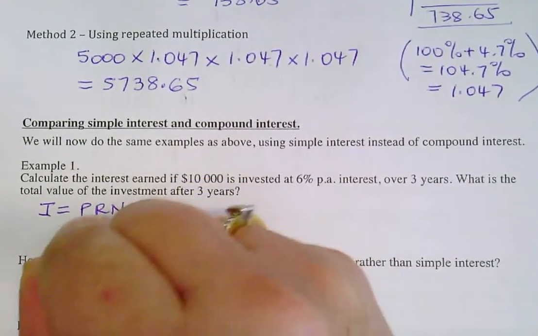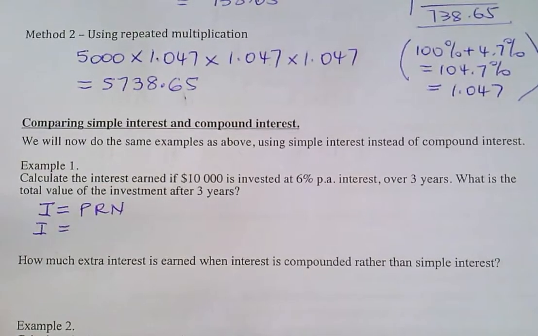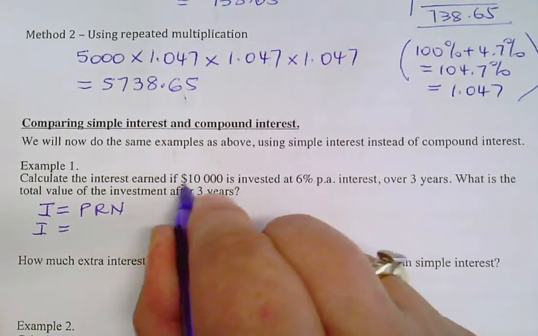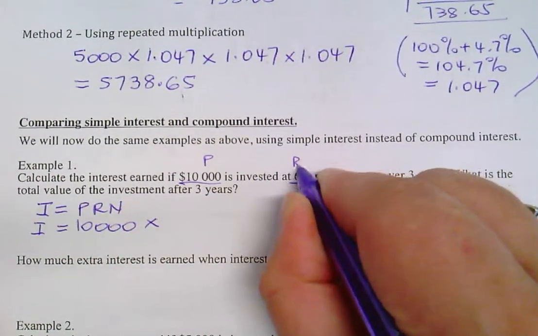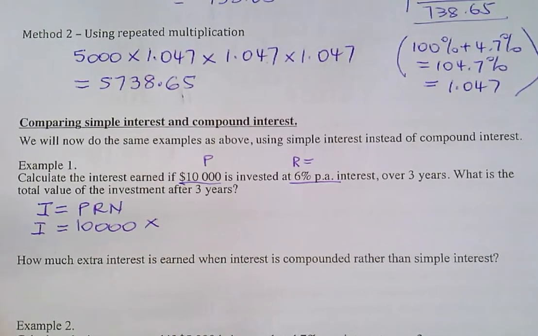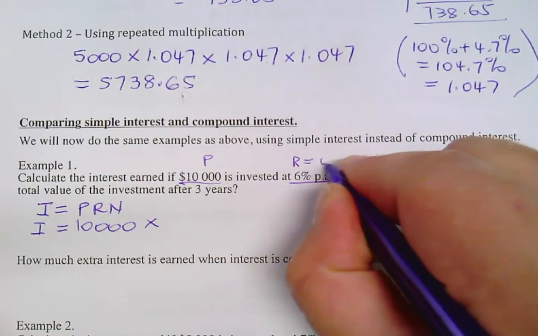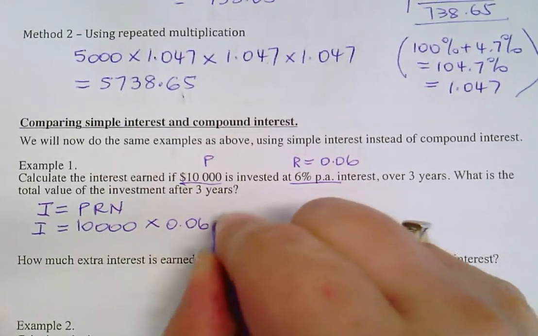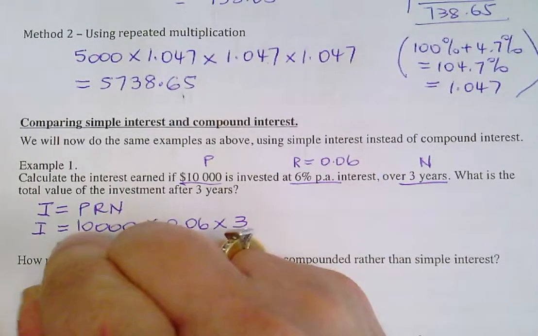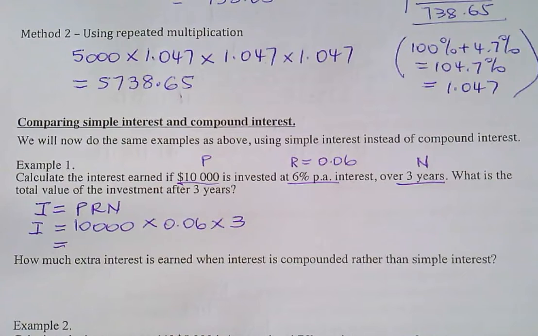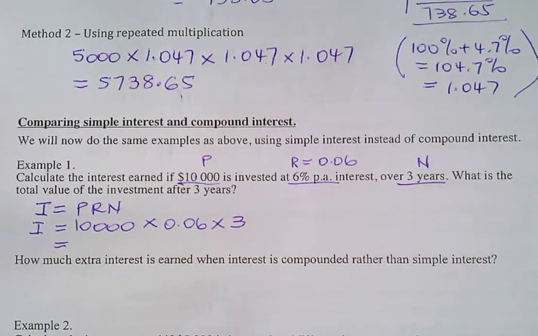I equals PRN. What's the principal? What's the rate? 6% per annum. What's that? 0.06. What's the time? N is 3. So notice that the simple interest formula only gives you the interest. When we're doing that compound interest one, it gives us the final value of the investment. So they're different. The simple interest formula is I equals PRN. It gives you the interest.